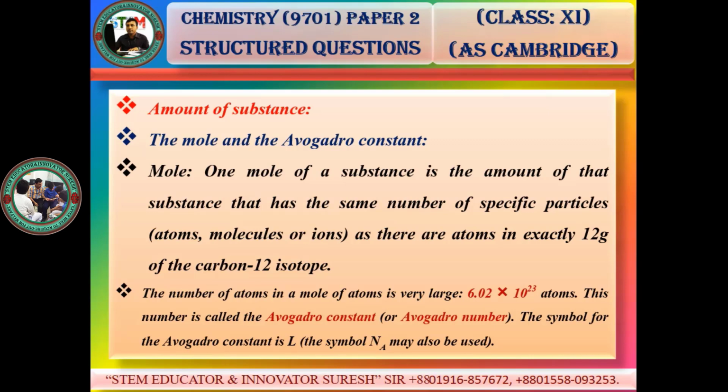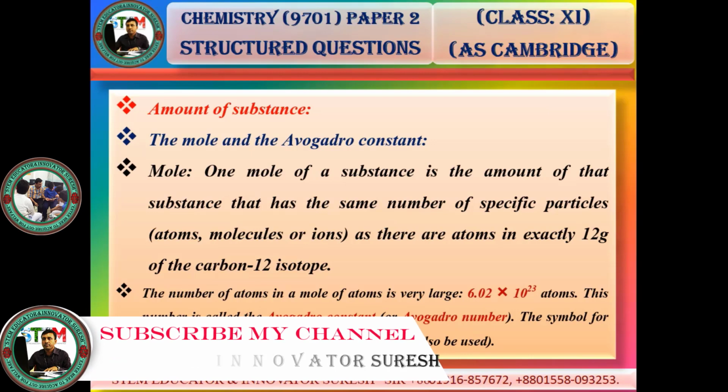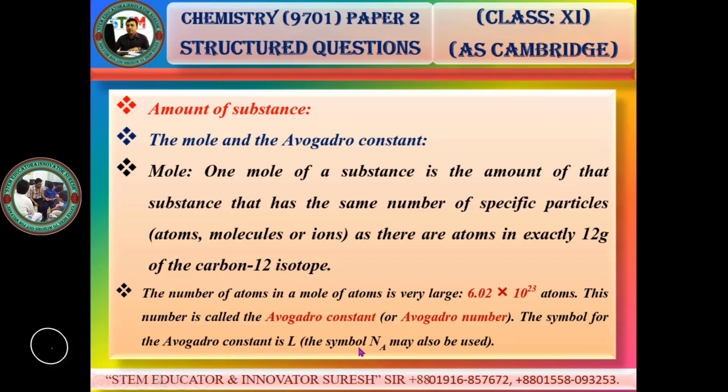This number is called the Avogadro number. Don't forget it. 6.02 into 10 to the power 23 is called the Avogadro constant or Avogadro number. The symbol for Avogadro constant is L. The symbol Na may also be used at different times. You will see it in upper class.